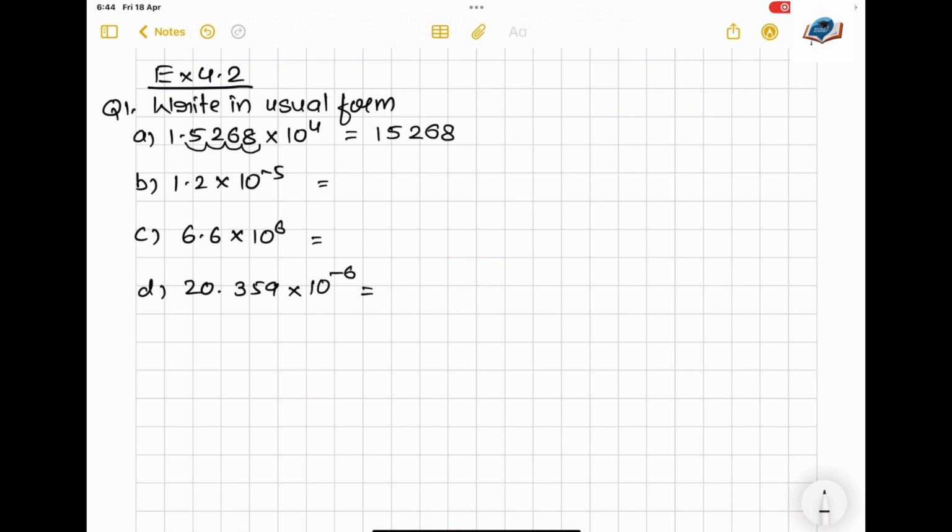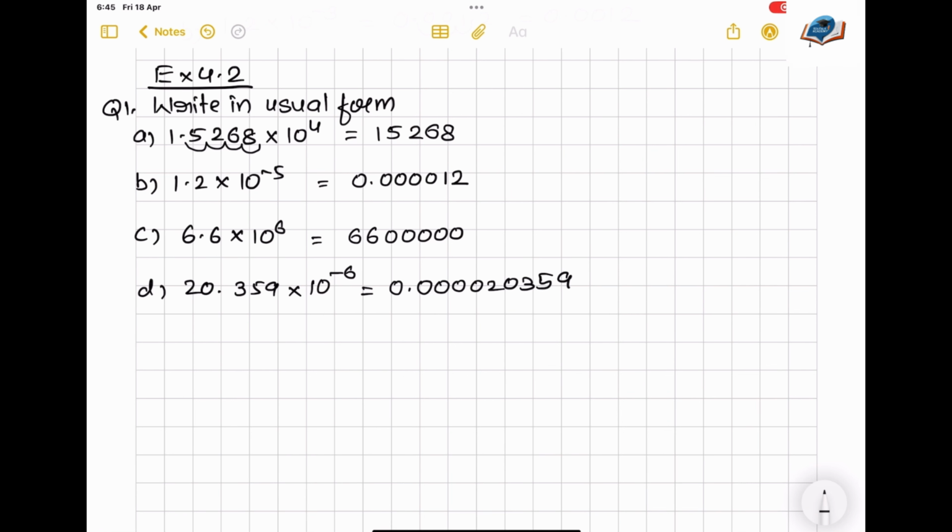Now B1 is 1.2 into 10 raised to minus 5. Means 4 places on the left hand side I have to take after 1. So 0.1, 2, 3, 4 and 5. Then 6 places on the right. So 6, 6, 1, 2, 3, 4, 5. See, 6.6 was there. So to make 66, 1 and then 5 places I have to take. Now it is minus. So 2 are already there. So 4 more. So 0.1234 zeros, 20359. So my question 1 is done.